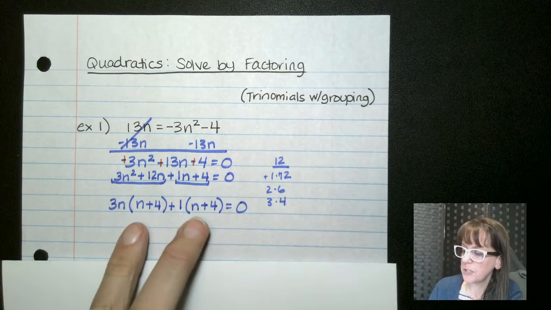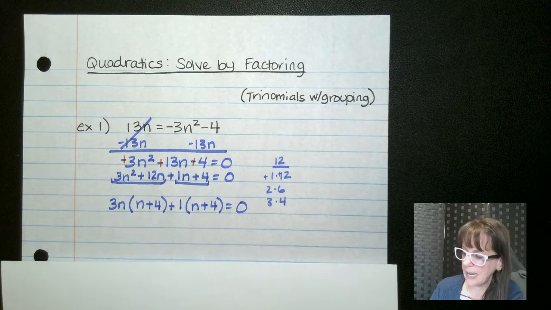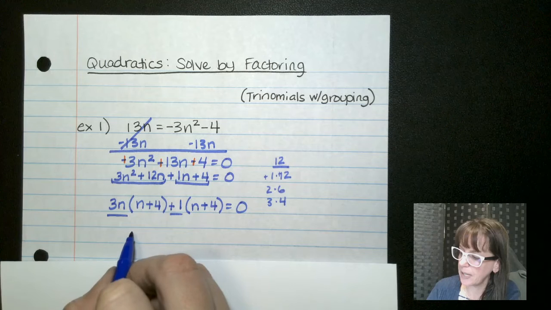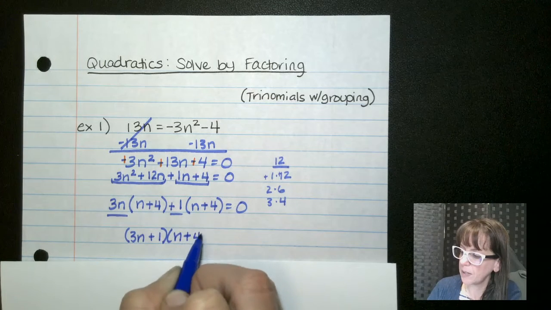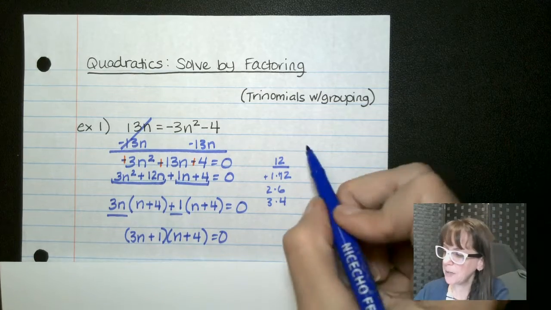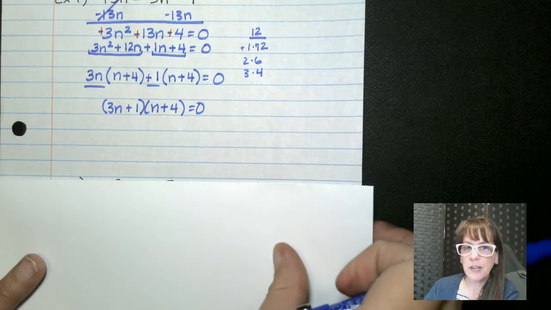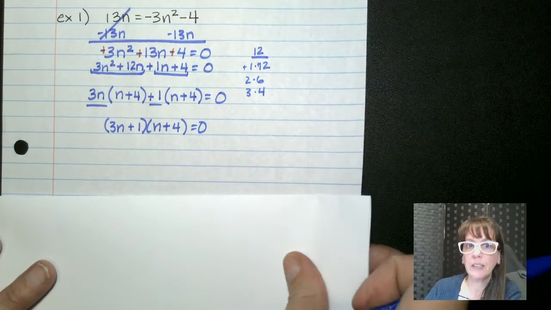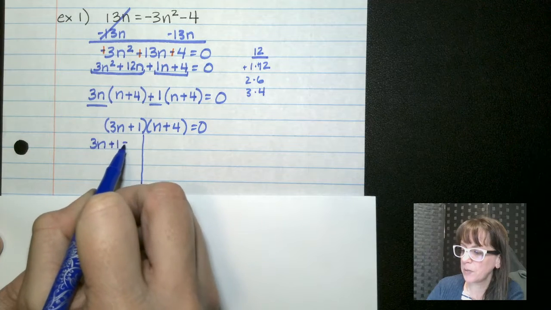Now, ask yourself if these two things are exactly the same. If they are, you have done this correctly. And your first term is this guy. So we have 3n plus 1, n plus 4 equals 0. I'm going to rewrite that over here so you can kind of see. Actually, I think we got enough room here. Okay, so now we can use our zero product property to say 3n plus 1 equals 0.